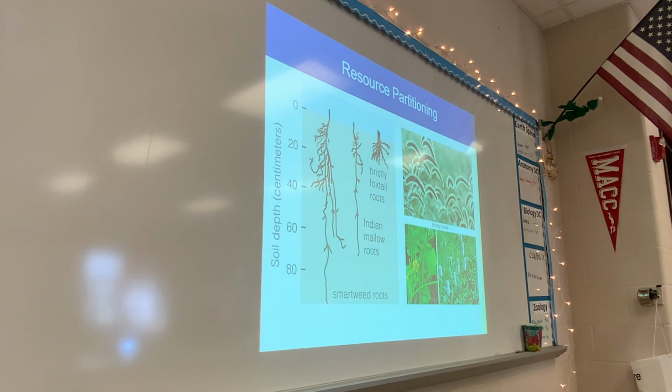Until Katie corrected me. Okay, so here is the resource partitioning. Some roots will go deep down. Some will kind of go in between. Some are at the top. You're still getting different resources because they're all in different areas. They've partitioned the resources of the soil so they can all get what they need in different areas.